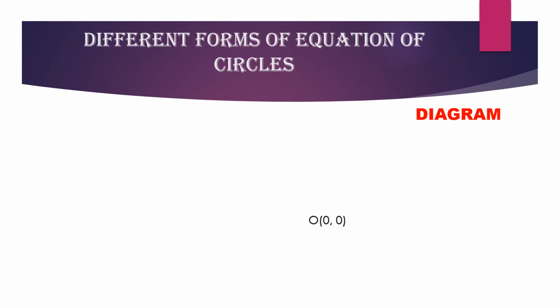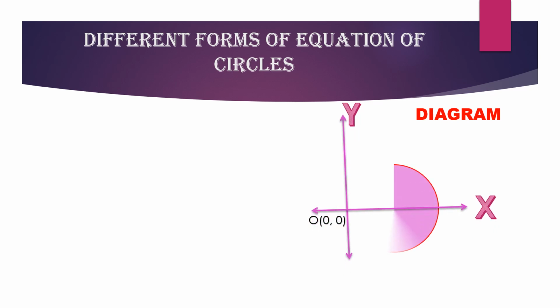Next we go to a different form of equation of circle. First we observe the diagram. In this diagram, the circle passes through the origin (0, 0) and the center of the circle lies on the x-axis. Here the center is (h, 0). The y coordinate will be 0 because on the x-axis the y coordinate is always 0.